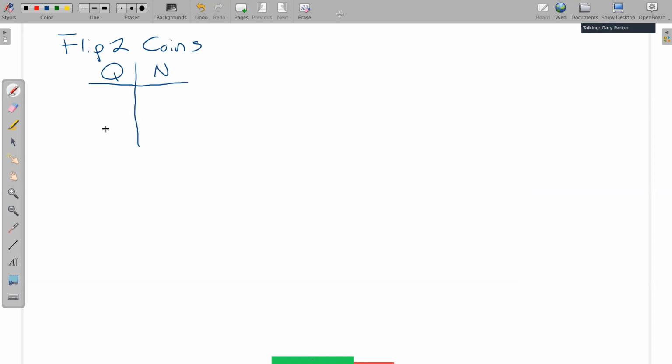If I look at the quarter first, well, it could come out with a head and the nickel could come out with a head. The quarter could have been a tail and the nickel still could be a head. Or the quarter could have been a head and the nickel could be a tail, and the quarter could be a tail and the nickel could also be a tail. So it looks kind of like the truth tables we looked at before.